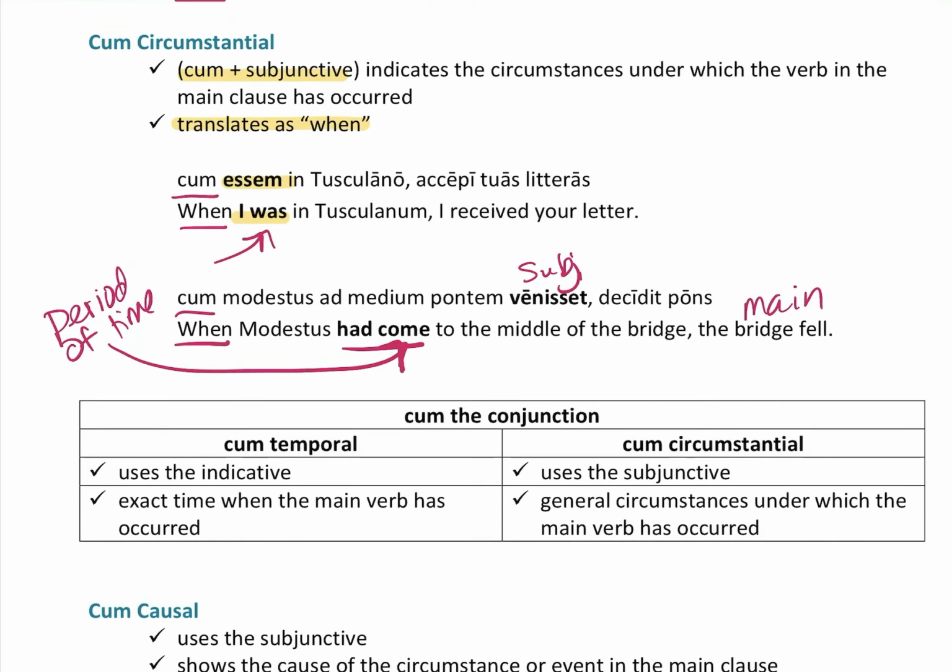So let me see if I can help you here. Cum, this conjunction. So both of these, cum circumstantial and cum temporal, cum is used as a conjunction just to tie the two clauses together. Cum temporal uses the indicative in both, right? Because we know the exact time when the main verb has occurred. All right, cum circumstantial uses the subjunctive because we know general circumstances under which the main verb has occurred. So you can see that if we know the general circumstances, it's not exact. So therefore, we have to use the subjunctive because it's not totally clear, but in the temporal, we know the exact time, okay?